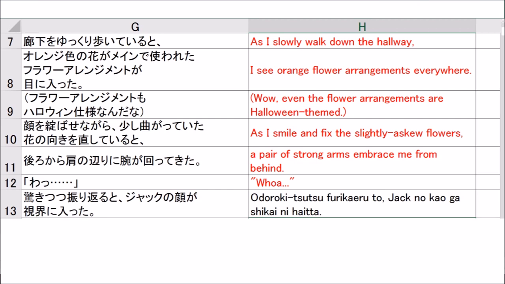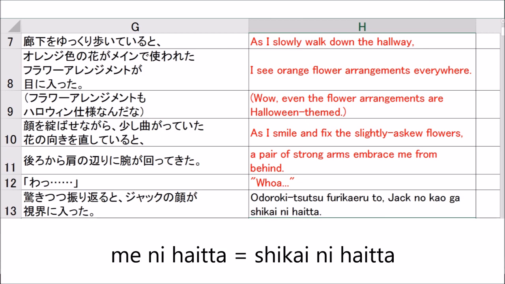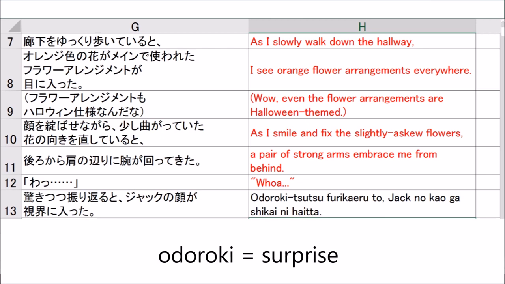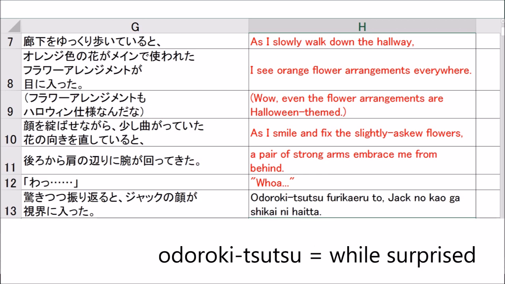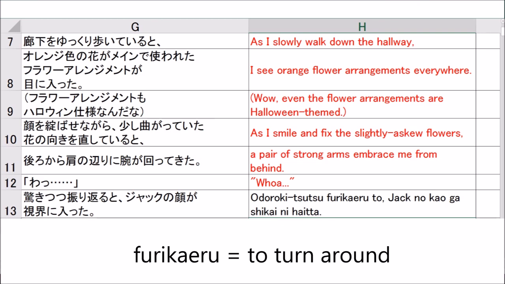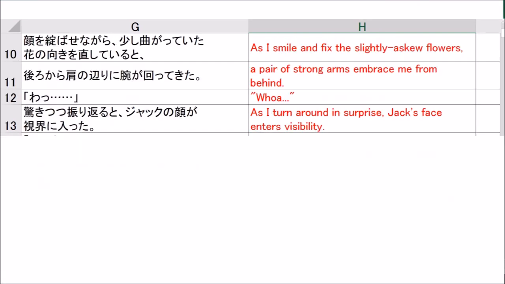驚きつつ振り返ると、ジャックの顔が視界に入った. Now, if you have been paying attention, you already know what the second half of the sentence means. Hint number 1, the particle to, Jack no kao ga, and 視界に入った have already been covered. Hint number 2, 視界 is sort of another way of saying me. Remember meに入った? So, 驚き means surprise. Adding tsutsu to the end of it makes it while feeling surprise. 振り返る means to turn around. As I turn around in surprise, Jack's face enters visibility.